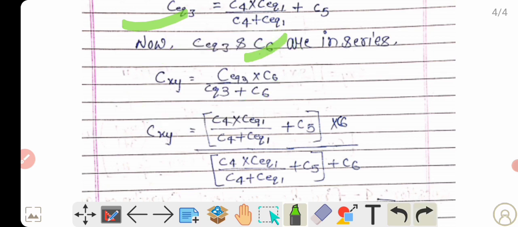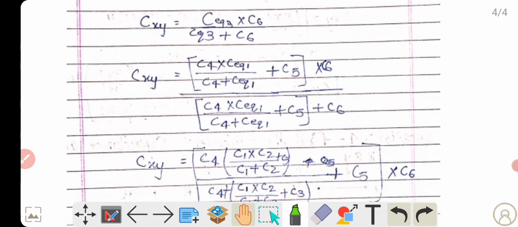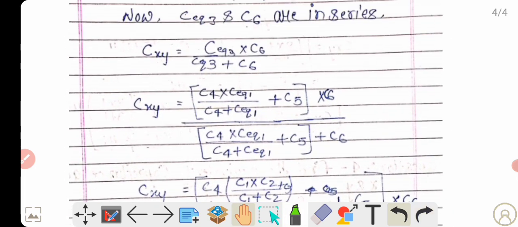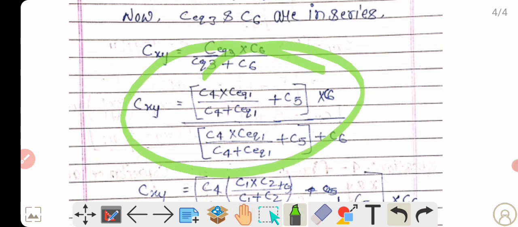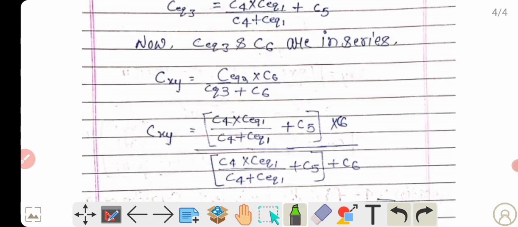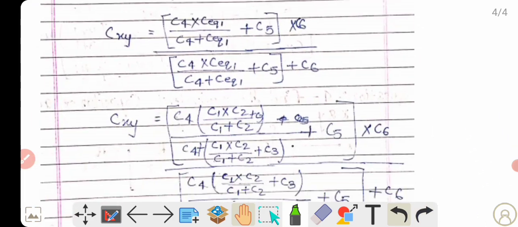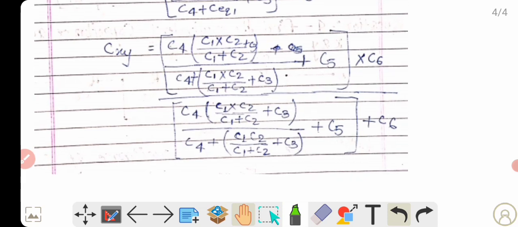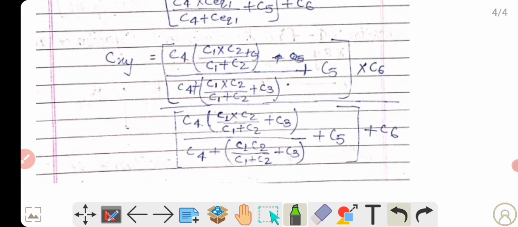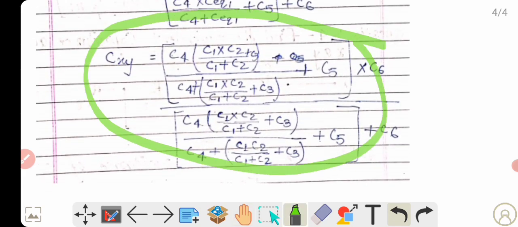And now my dear friends, the whole amount, that is the equivalent capacitance, will be equal to this one. And after doing all these calculations, the equivalent capacitance value will come out to be this one.